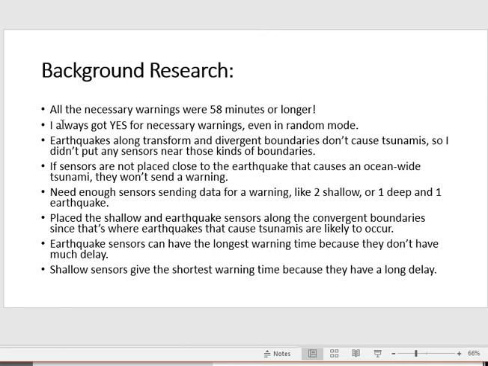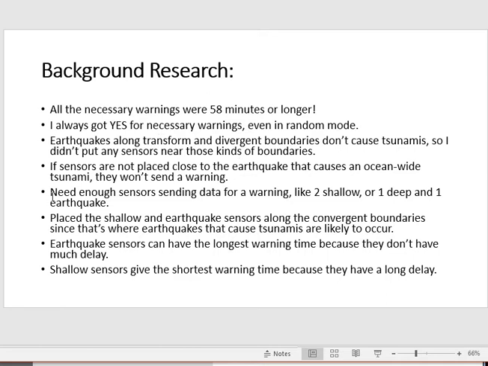They're just the reasons that you chose to put your sensors where you did. Some could include things like how much time you were getting, if you were getting the necessary warnings. And then these statements are something that you can show that you really understand about plate motion. So for instance, things like earthquakes along transform and divergent boundaries don't cause tsunamis, so I didn't put any sensors near those kinds of boundaries.